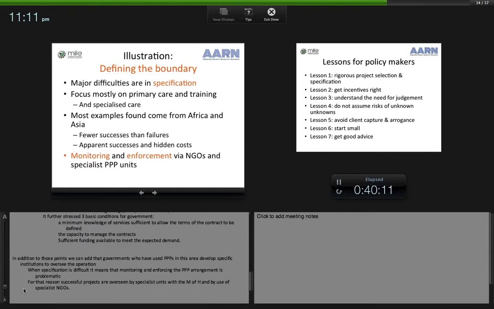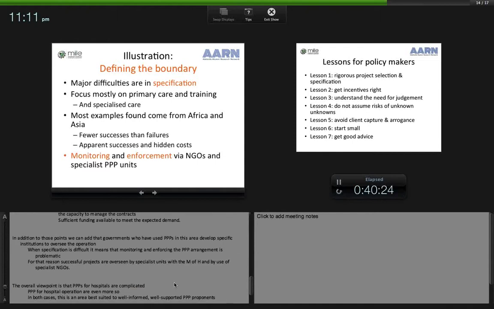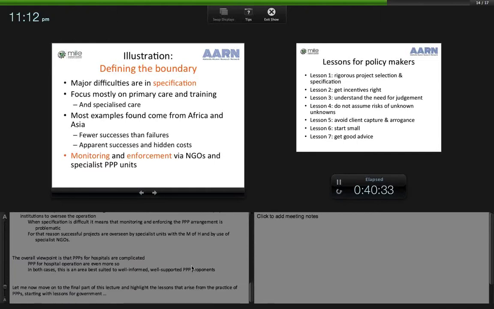Now, in addition to those points, we can add that governments who have used PPPs in this area develop specific institutions to oversee their operation. When specification is difficult, it means that monitoring and enforcing the arrangement is problematic, and for that reason, successful projects are overseen by specialist units within the Ministries of Health and by use of specialist NGOs to advise. The overall point is that PPPs for hospitals are complicated. PPP for hospital operations are even more so. In both cases, this is an area best suited to well-informed, well-supported PPP proponents.